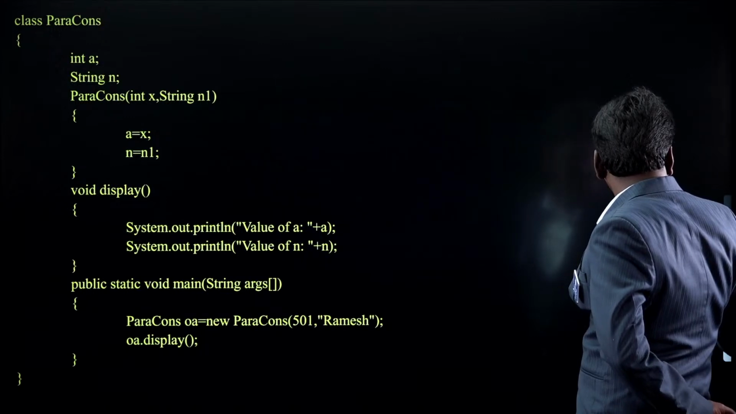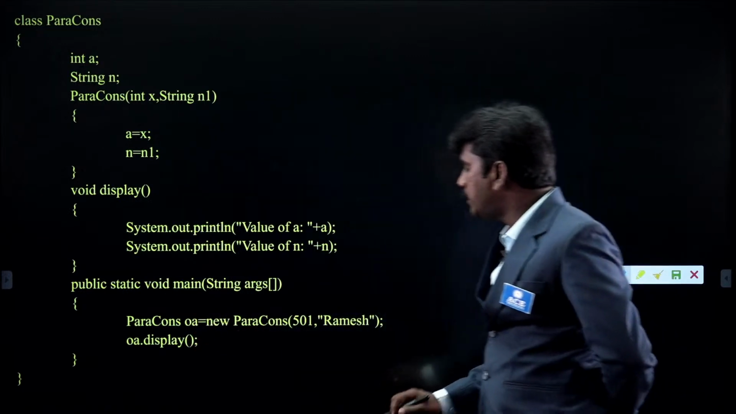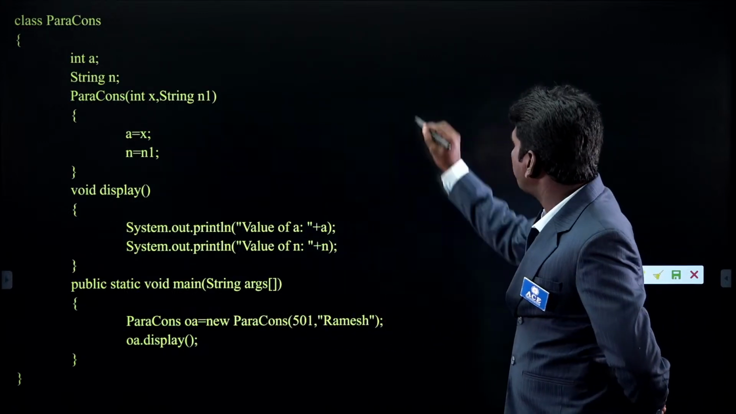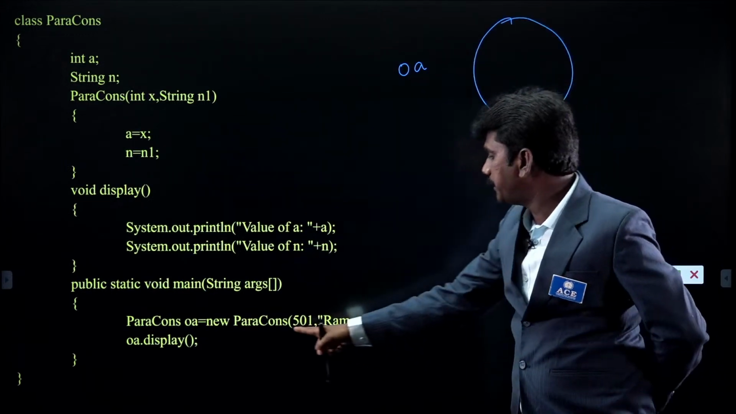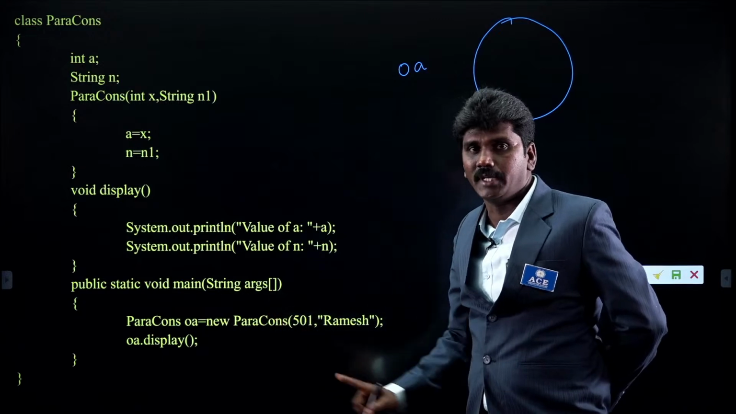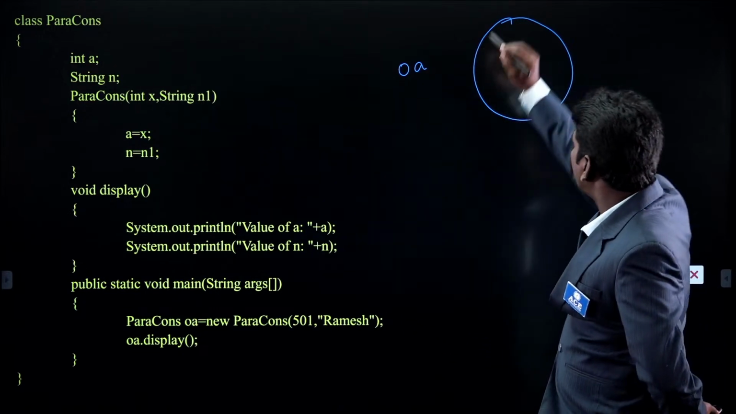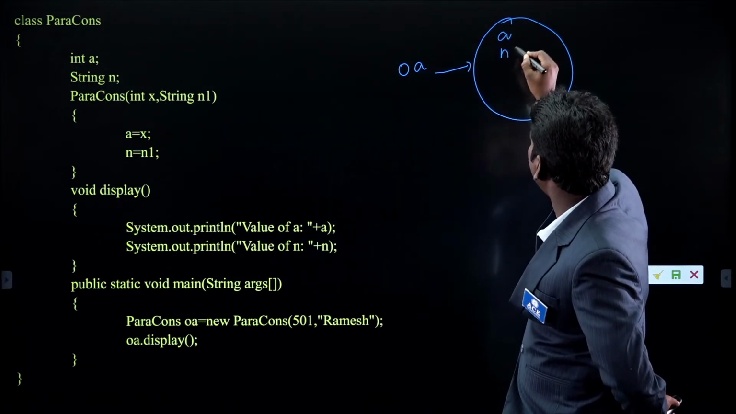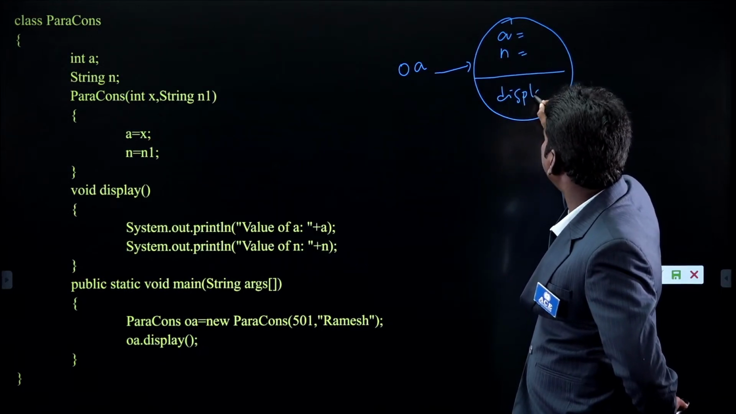Let us see that. Paracons OA is equal to new paracons 501 comma Ramesh. Means OA is the reference variable, and one object it is going to create. New is the operator which is used to allocate the memory for the object inside the heap memory. And then paracons 501 comma Ramesh means inside this object what are the instance variables we are having? a is there and also n. What is the a value, n value? And then we are having one method called display method.